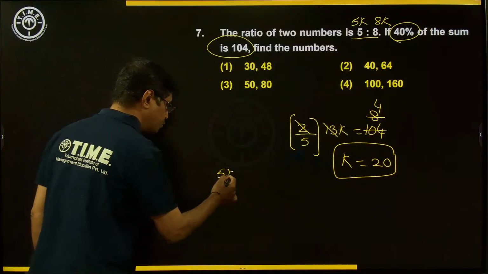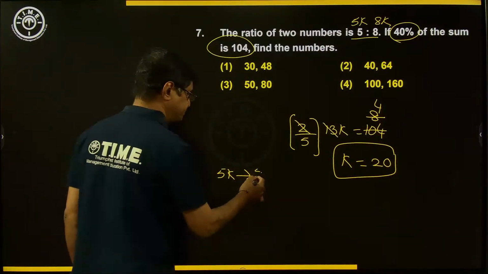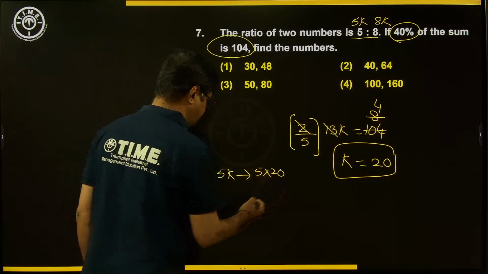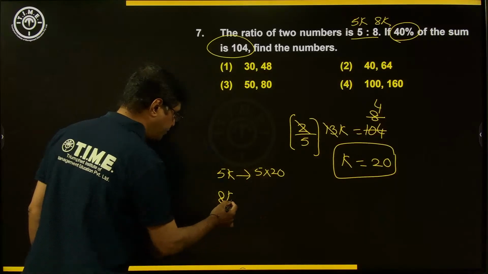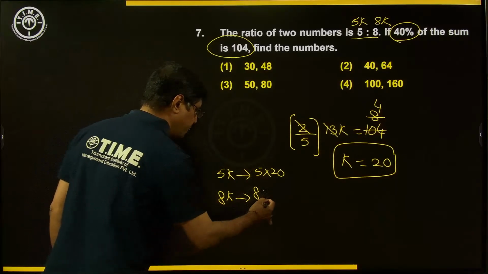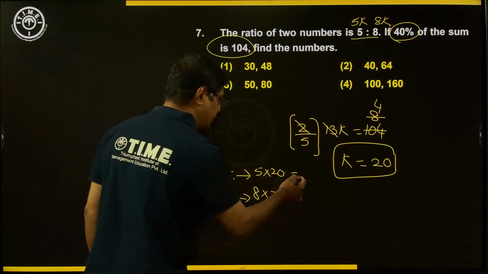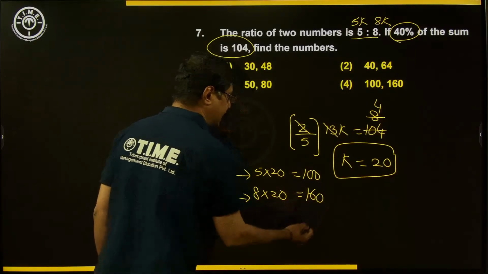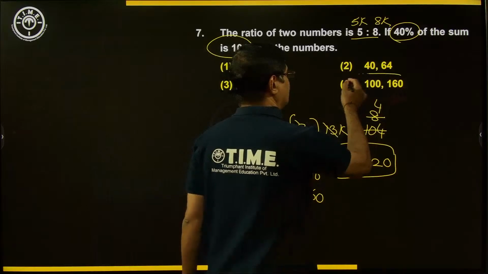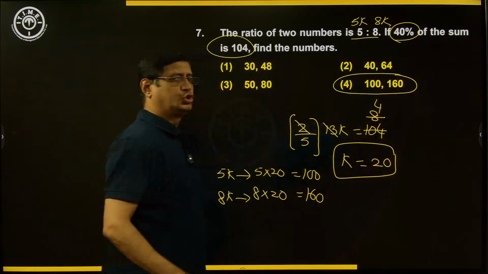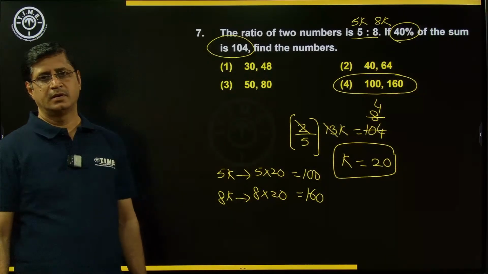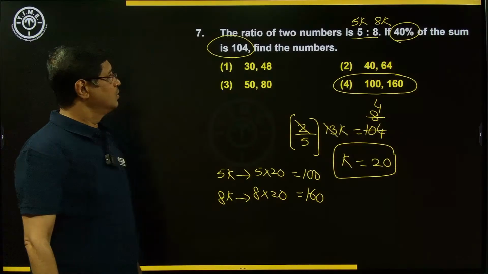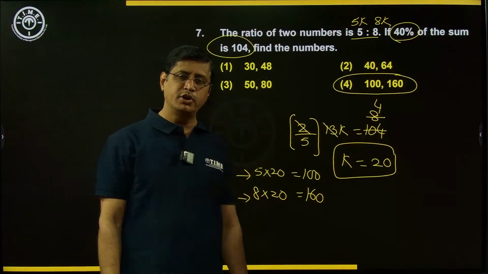5K means 5 into 20, and 8K means 8 into 20. Now what about the numbers? The numbers are 100 and 160. Now the answer for this question. 100 and 160 means choice 4. The answer is choice 4. 100 and 160 are the two numbers.